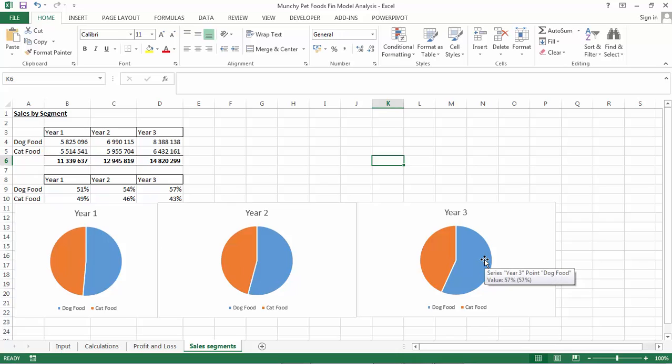So there we have a very simple set of pie charts, and we can see very clearly that our dog food segment is increasing relative to the cat food segment.